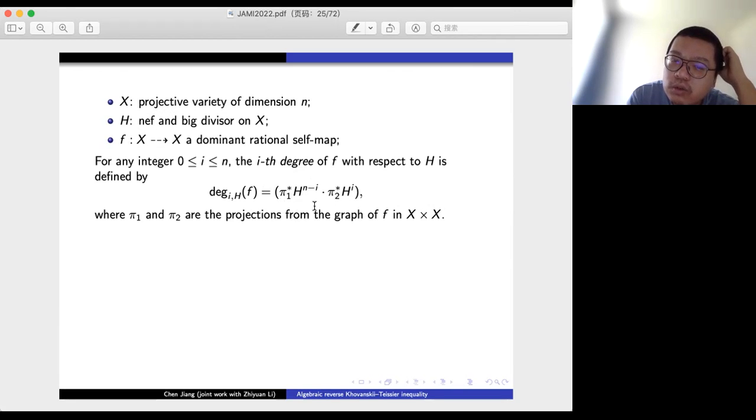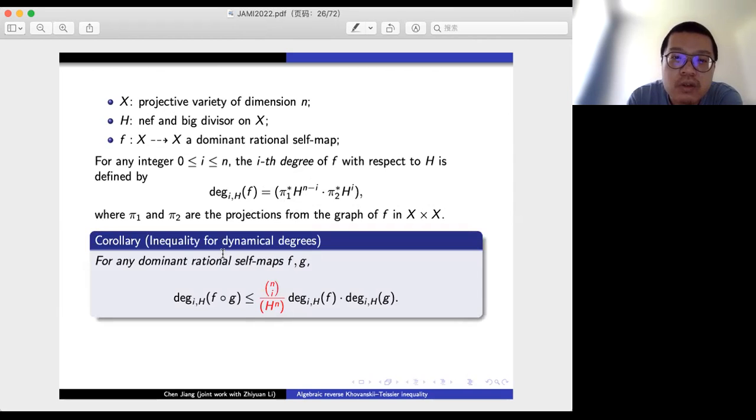Then we can show a degree inequality. If you have two rational self maps, we can estimate the degree of the composite in terms of the degrees of both of them. The degree of the composite is smaller than the product of the degrees of each of them times some fixed constant. This constant is independent of F and G.